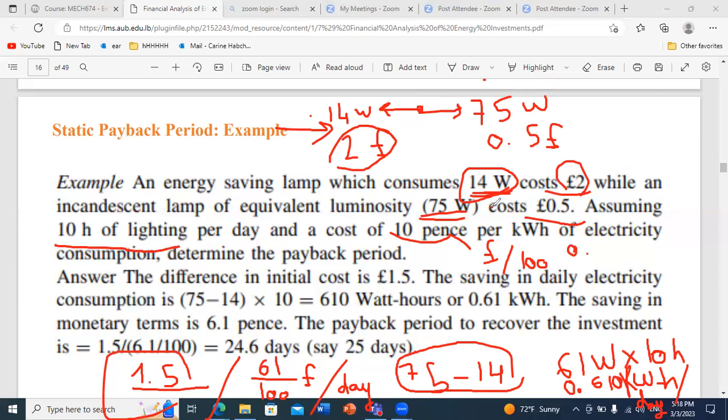Who can tell me? Exactly. For the initial cost, because I am not buying the normal lamps, I have them already. I don't consider that I am paying any amount of money to get these lamps. I already have them. So if I want to replace them, the initial cost will be 2, not the difference. I will consider the difference if I want to buy a lamp now and select this one or this one. But if I am replacing a lamp, then I should take into consideration that the initial investment is not 1.5, it's 2.